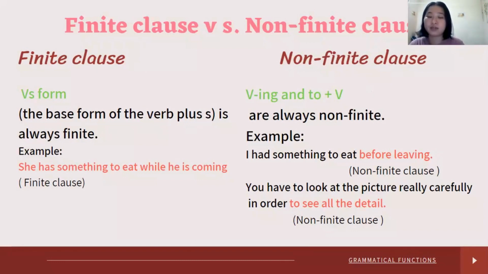And about the non-finite clauses, it may be a bit more complicated. We have "be" with "-ing" and "to" with a verb, which are always non-finite clauses. For example, "I had something to eat before leaving." "Before leaving" here is a non-finite clause, and you have to look at the picture really carefully in order to see all the details. I highlight it so you can see, and it's a non-finite clause in this sentence.